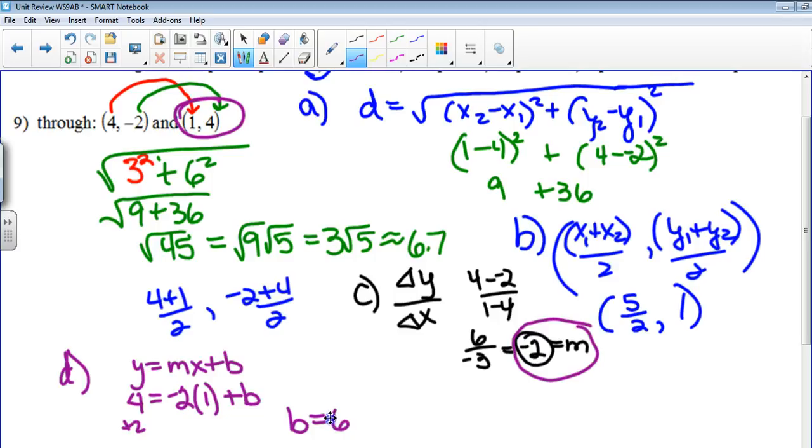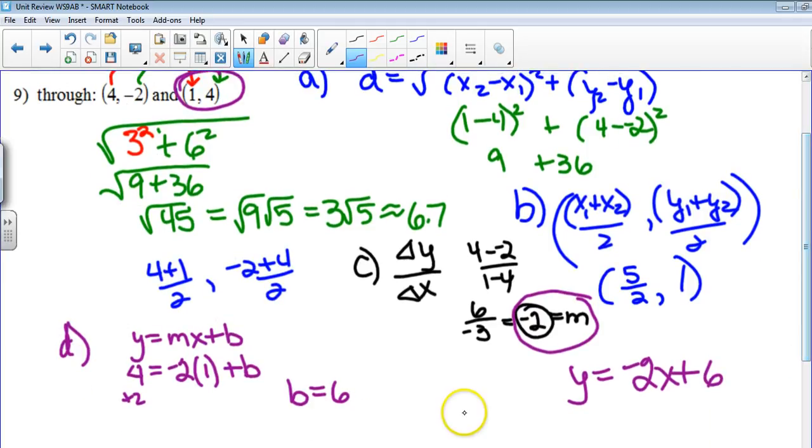You know what a whole bunch of people did on their homework checks? They just went y equals -2x plus, and then they picked one of these y values, -2 or 4, and stuck it at the back. Okay? You can't just randomly pick. You have to solve for the actual intercept.